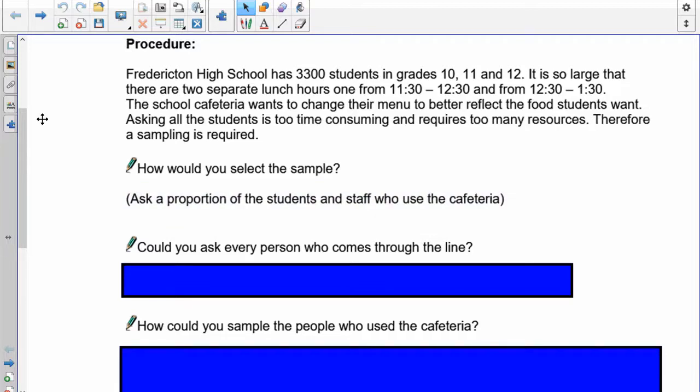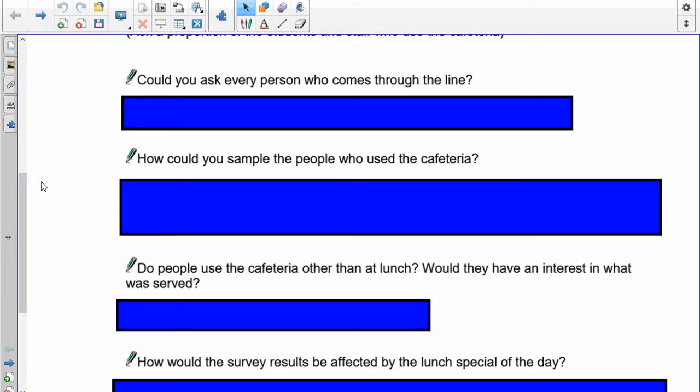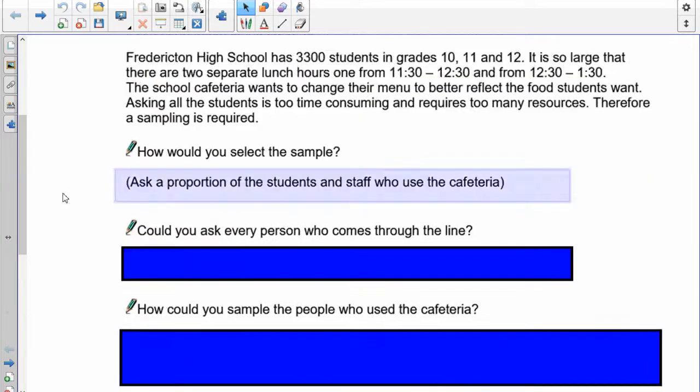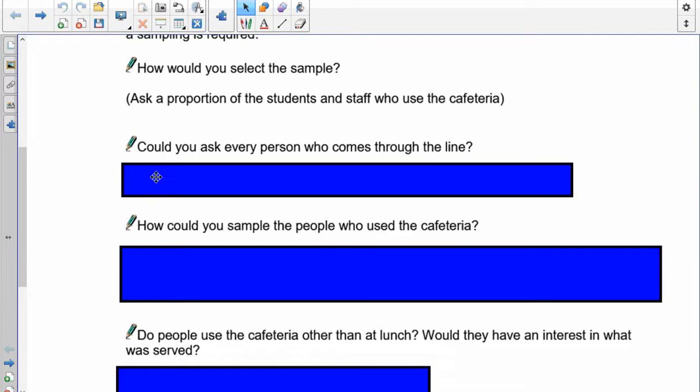Well, you have to ask a portion of the students and staff who use the cafeteria. You have to go in there and ask the students and the staff who use the cafeteria what kind of food they prefer. Now, do you think you could ask every person who comes through the line? Pause the recording. I'd like you to say yes or no and tell me why. So could you ask every person who comes through the line?